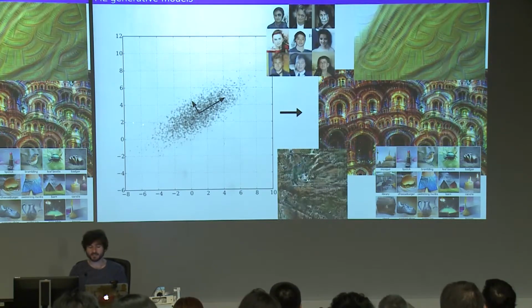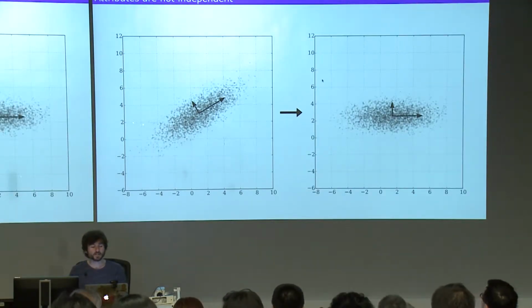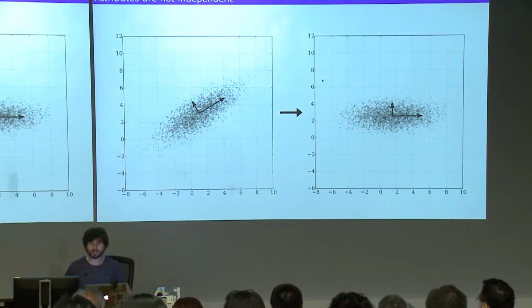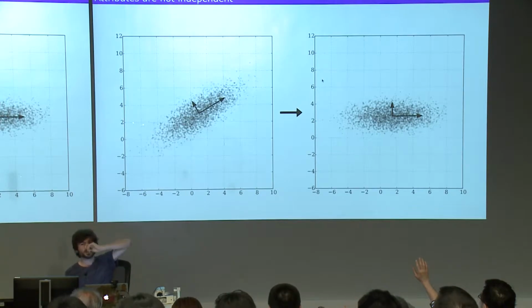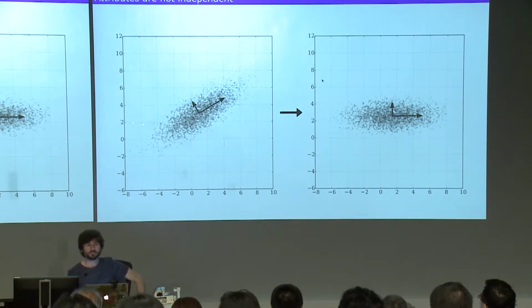Actually, I'll have this in a few slides. This will make a little bit more sense. So I'm going to explain the simplest kind of possible generative model, and it's something called principal component analysis. So how many people here have heard of principal component analysis? Okay, so maybe half of you.